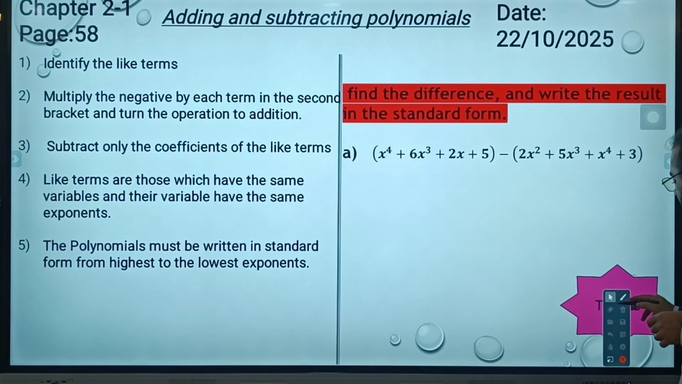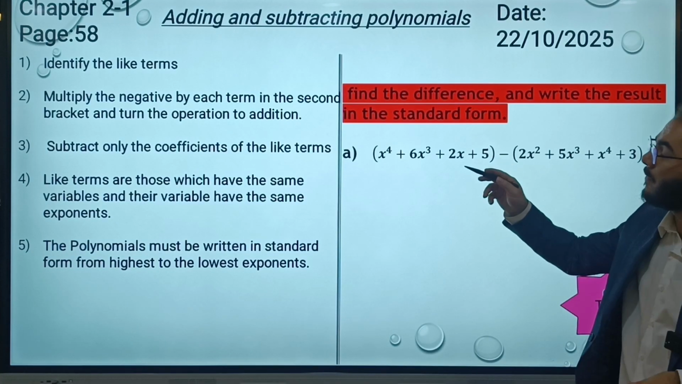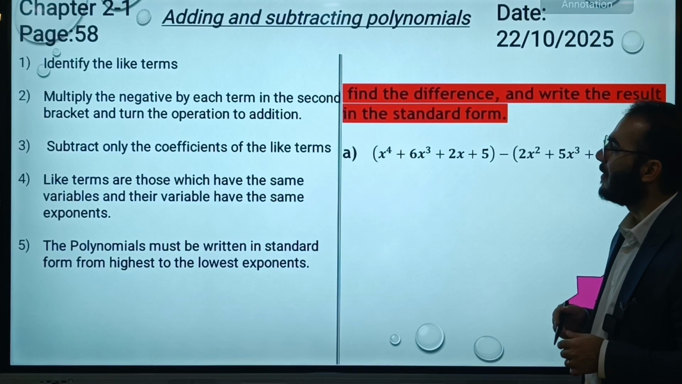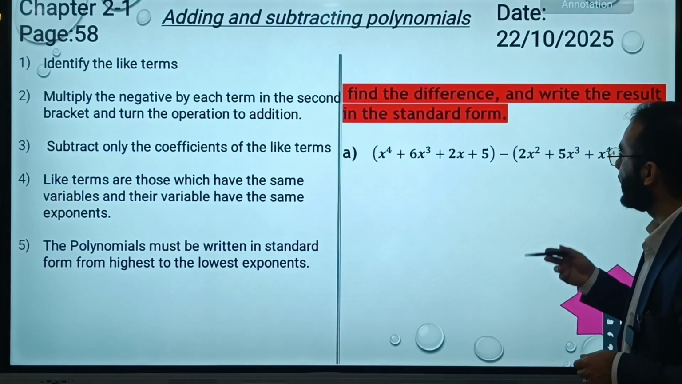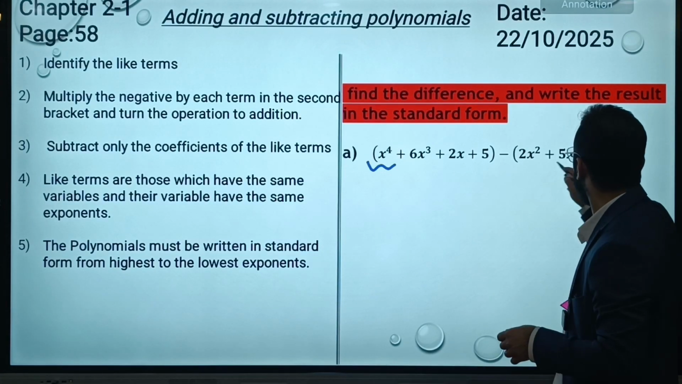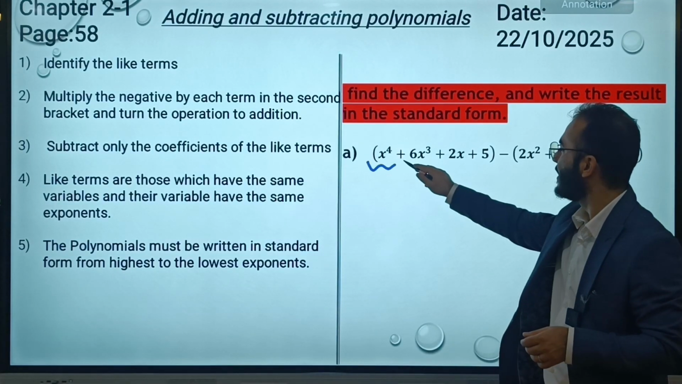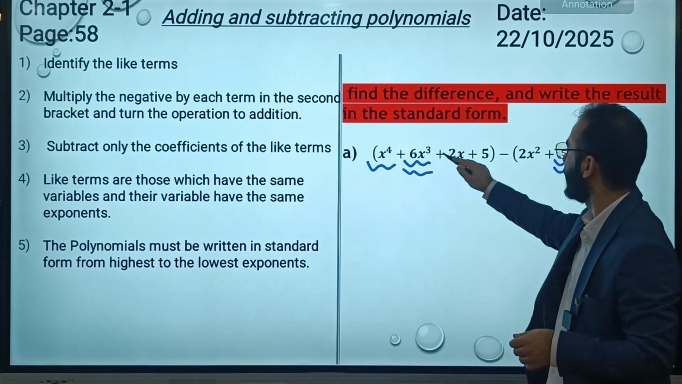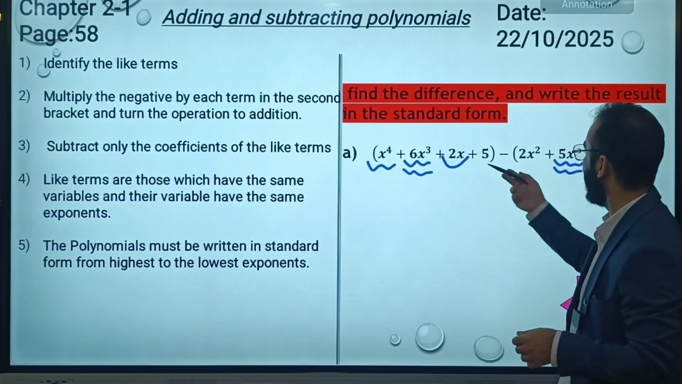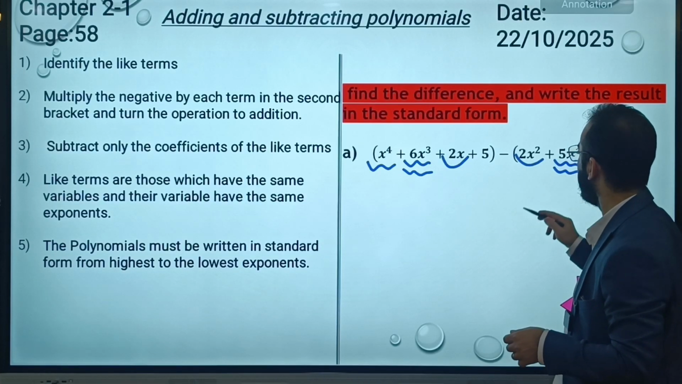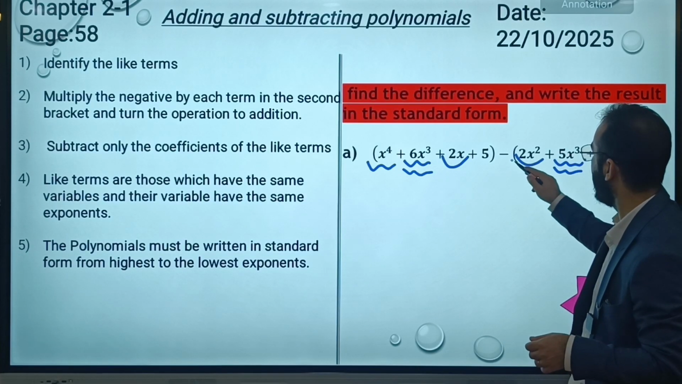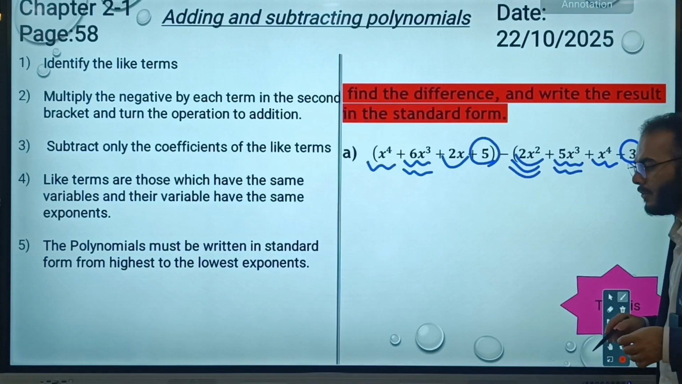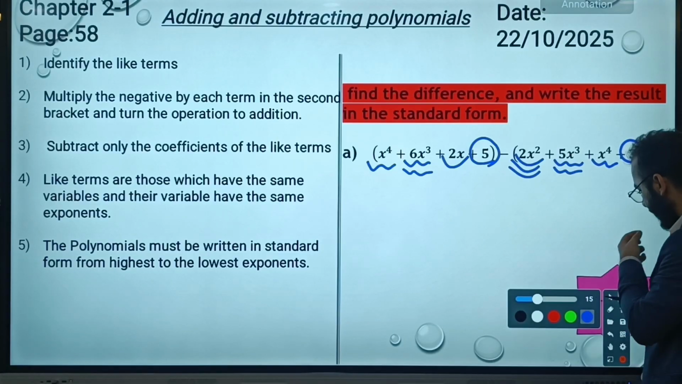I believe we have an example here. So by following those rules, those notes, let's solve this one. First of all, identify the like terms. Yes, we have x4 here, 6x3, 5x3, these are the like terms. 2x, we don't have any x4 here, so we don't have any friend for 2x squared as well. And we have 5, we have 3 as constant terms. So we just identified the like terms.